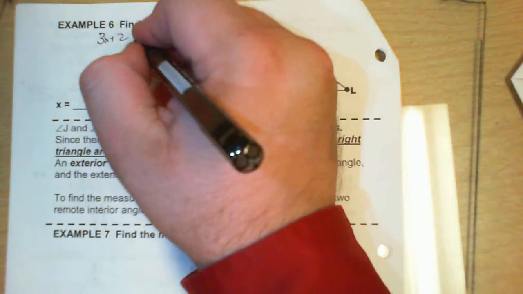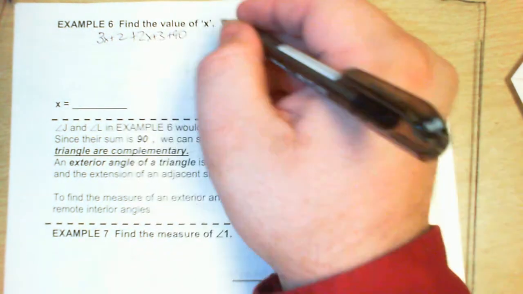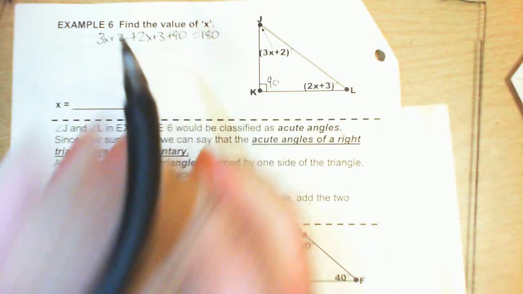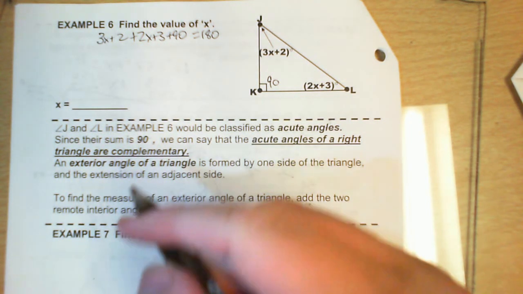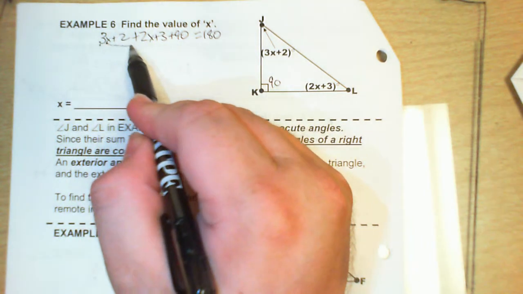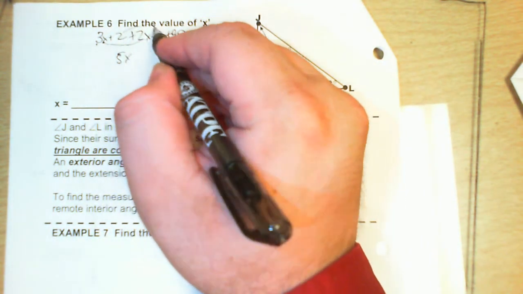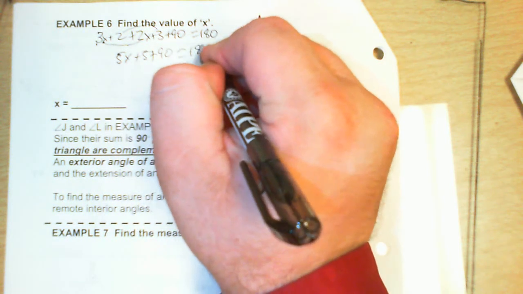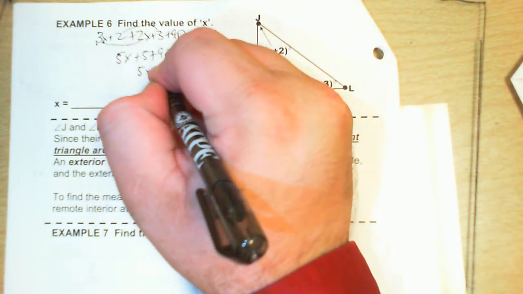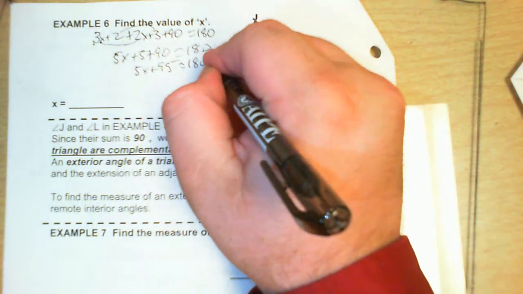So I'm going to take my 3x plus 2, and then I'm going to say, hey, 2x plus 3, let's join them. And then I'm going to add my 90 since I've got a 90. Okay? Combine like terms. 3 and 2 are 5x. 2 and 3 are 5, plus 90 equals 180. It gives me 5x plus 95 equals 180.